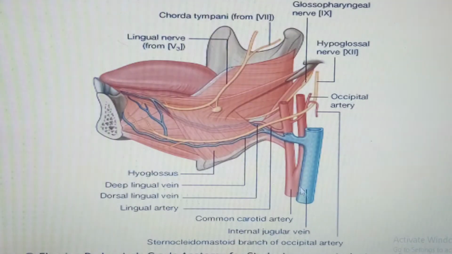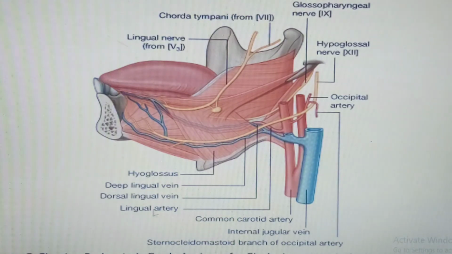Now for the venous drainage, what I'm interested in telling you is that everything will be drained into what we call the internal jugular vein. But one of them that we can see is the lingual vein. Now this lingual vein will receive a tributary from what we call the sublingual vein, and it will eventually drain into the internal jugular vein.